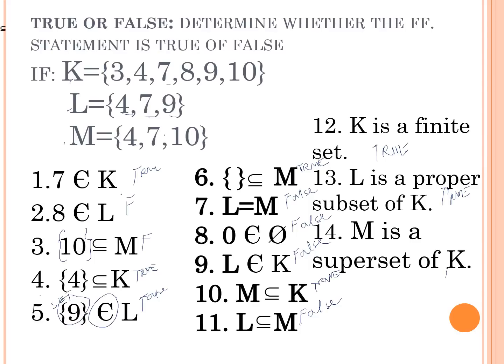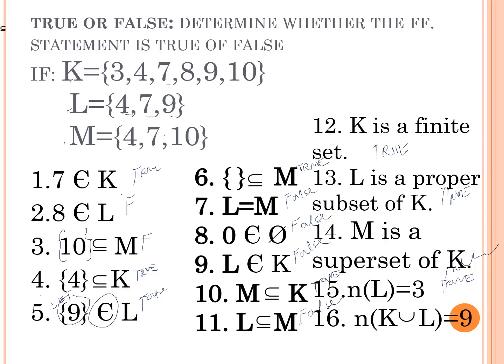14, M is a superset of K. That is false. It should be the reverse. K is the superset of M. Number 15, the cardinality of set L is 3. Yes, that is true because it has 3 elements. And number 16, this is for our next lesson, but that is read as the cardinality of the union of set K and set L is 9. Well, that is false. The answer should be 6. Okay, we will learn about this later on.